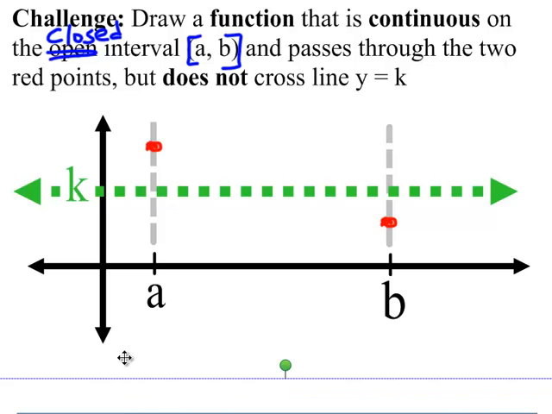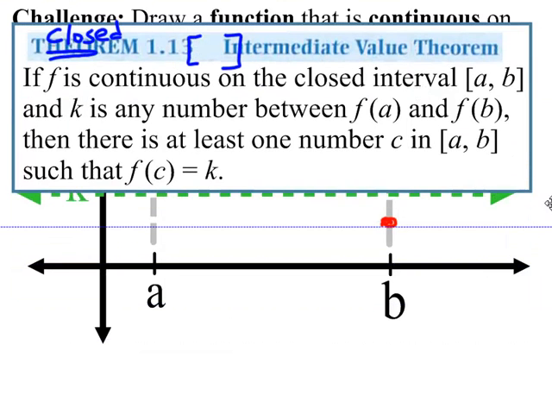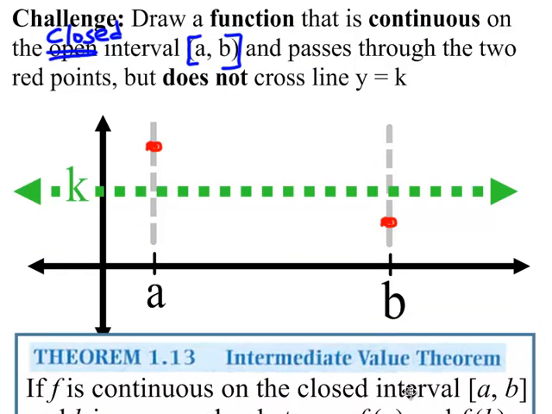So let me bring its formal statement up here. The intermediate value theorem states that if f is continuous on the closed interval from a to b, including the endpoints a and b, and if k is any number between f of a and f of b, then there's at least one number c on the interval from a to b such that f of c equals k. So that's a bit of a mouthful, I acknowledge. Let's make sure we completely understand all the implications of that.